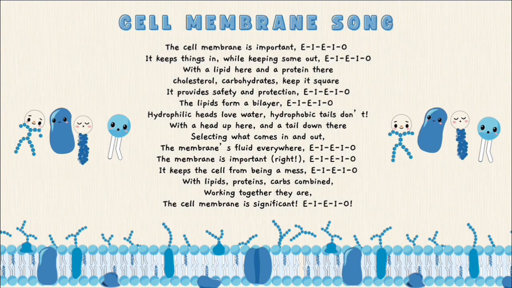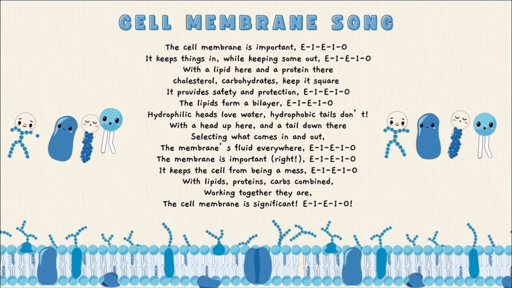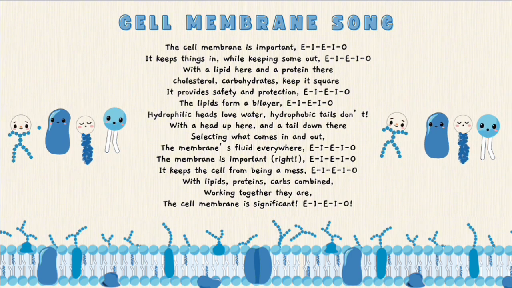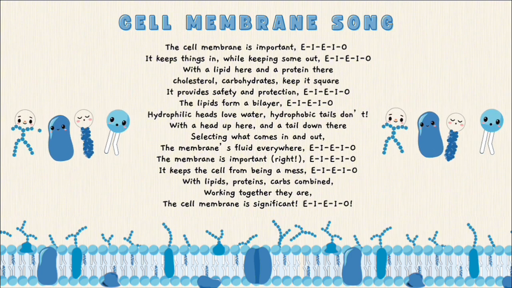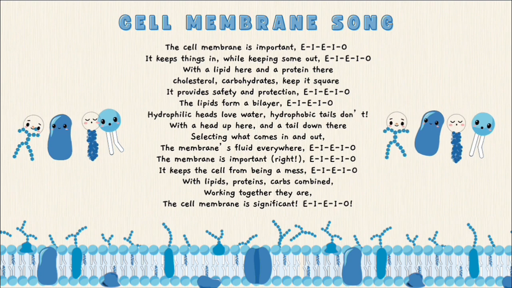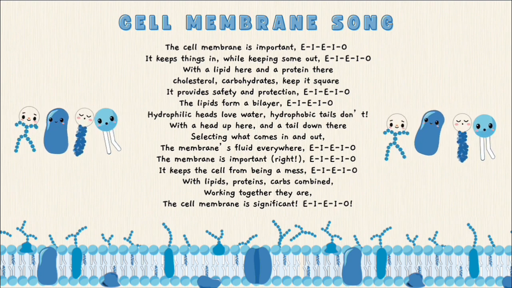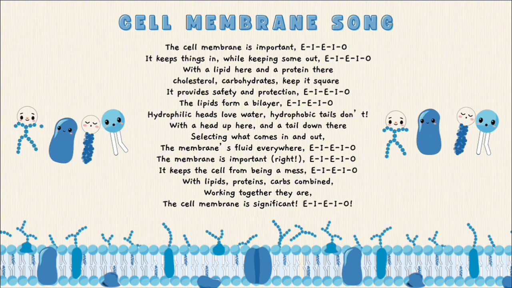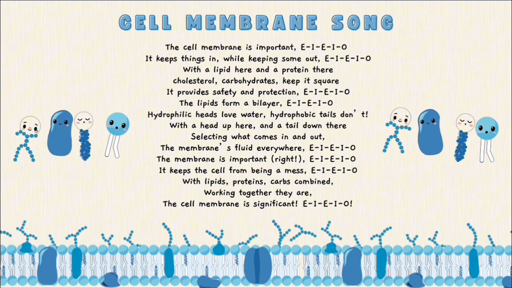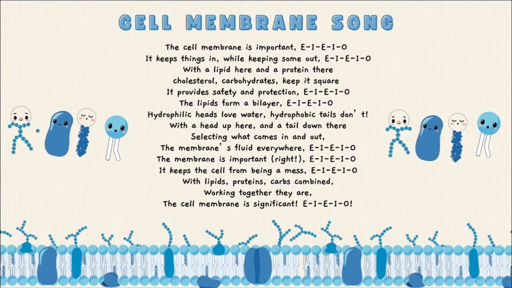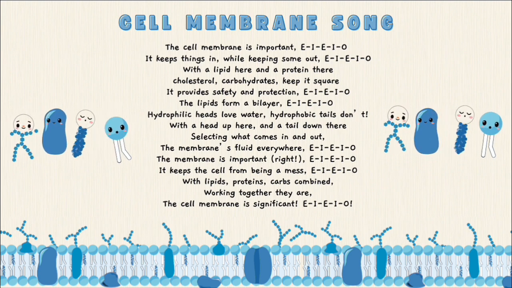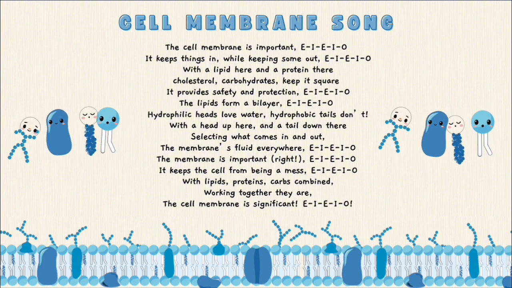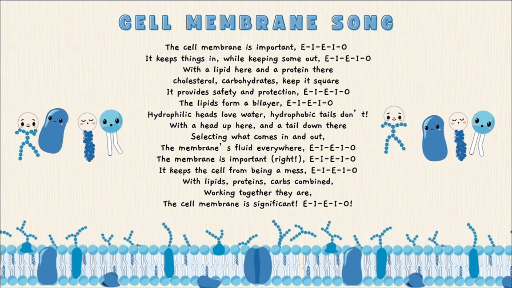The cell membrane's important, E-I-E-I-O. It keeps things in while keeping some out, E-I-E-I-O. With a lipid here and the protein there, cholesterol, carbohydrates keep it square, provide safety and protection, E-I-E-I-O. The lipids form a bilayer, E-I-E-I-O. Hydrophilic heads love water, hydrophobic tails don't. With a head up here and the tail down here, selecting what comes in and out.